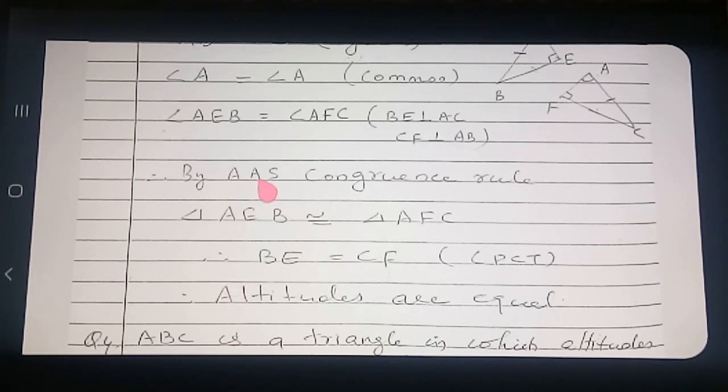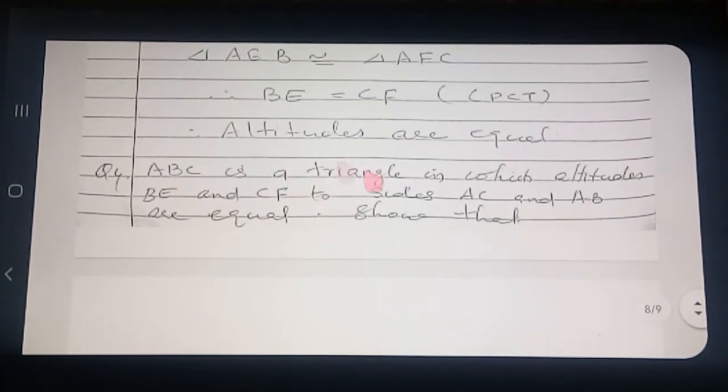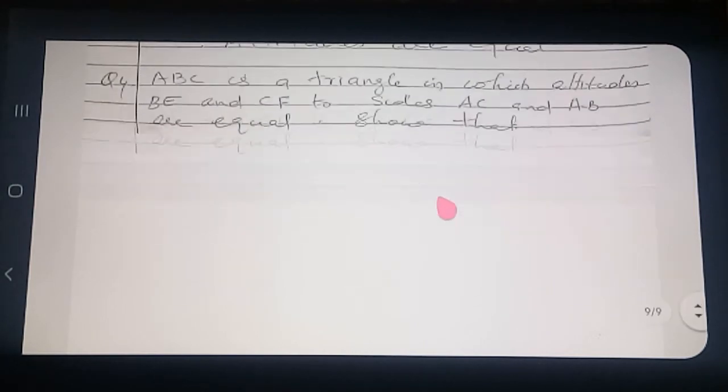Okay, we will start with the next rider. The next rider is the last rider of this video. Question number 4, listen. Triangle ABC is a triangle in which altitudes BE and CF to the sides AC and AB are equal. This is the reverse of the third rider, the converse. Altitudes are equal, given. What do we want to prove?